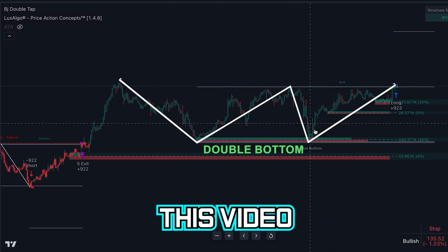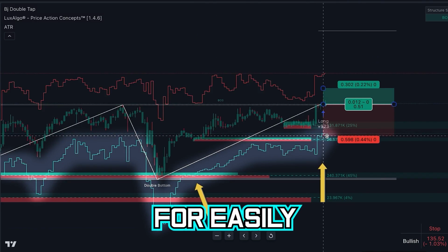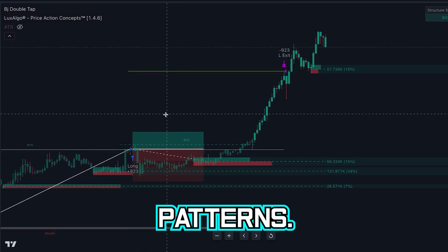We hope you enjoyed this video on the BJ double tap indicator. A super useful tool for easily finding assets with good performance on double tops and double bottoms patterns.